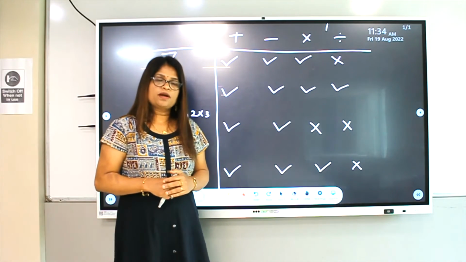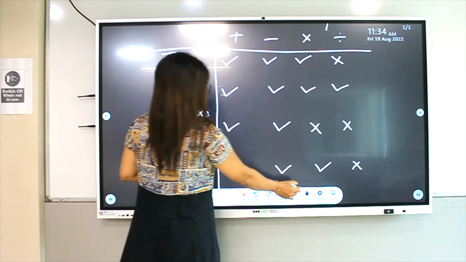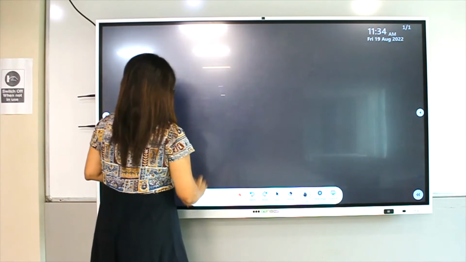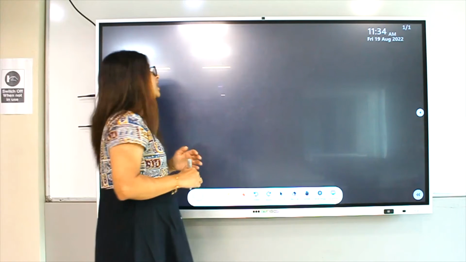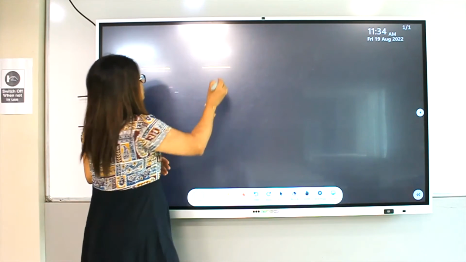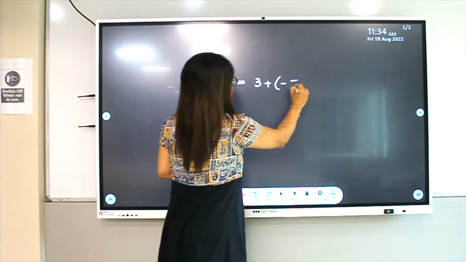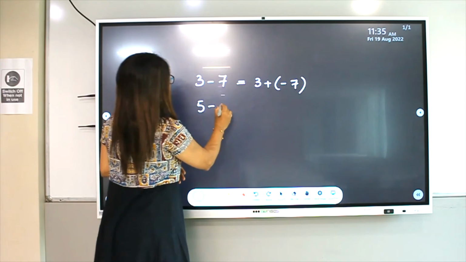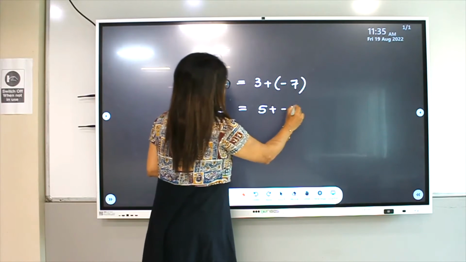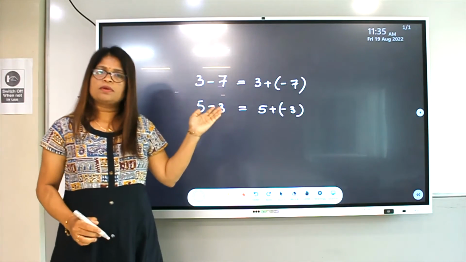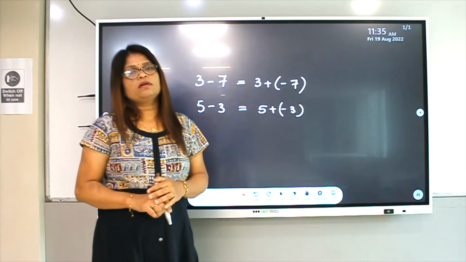In abstract algebra, the operation subtraction is treated as the inverse operation of addition. That means 3 minus 7 can be considered as 3 plus of minus 7, or 5 minus 3 can be written as 5 plus of minus 3. So in abstract algebra, subtraction is replaced by the negation, or the inverse of the addition operation.